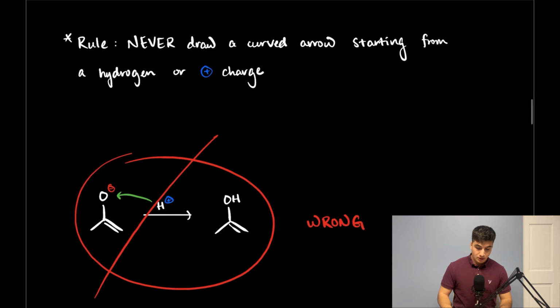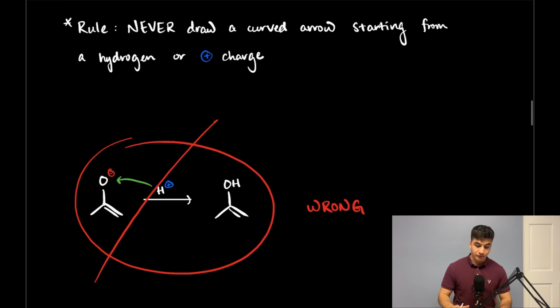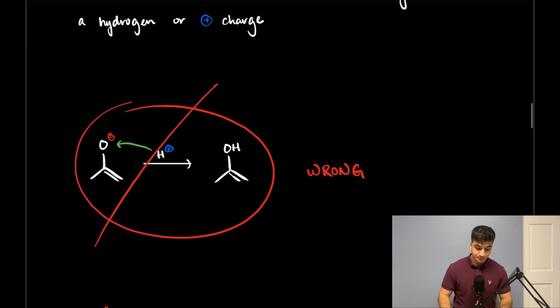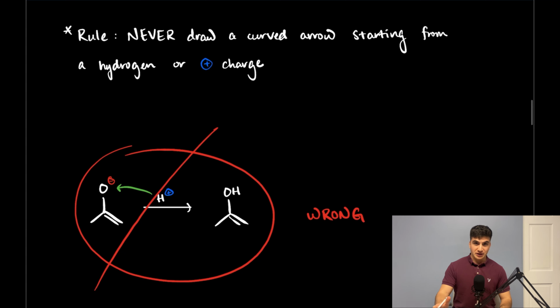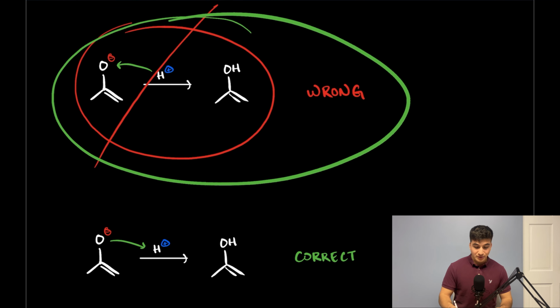All right. Now here's another rule. Never draw a curved arrow starting from a hydrogen or plus charge. Reason is because of what we said before. You never want to start from a place that's not a source of electrons, and a plus charge is always representing a lack of electrons. So here, this is very wrong. You never want to do this.